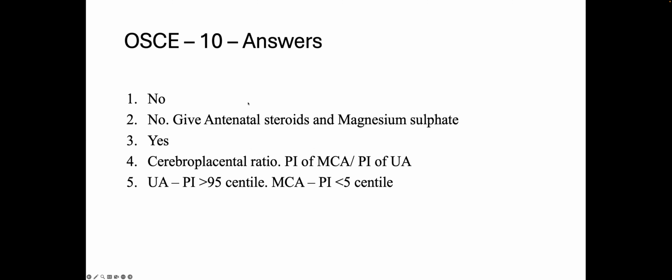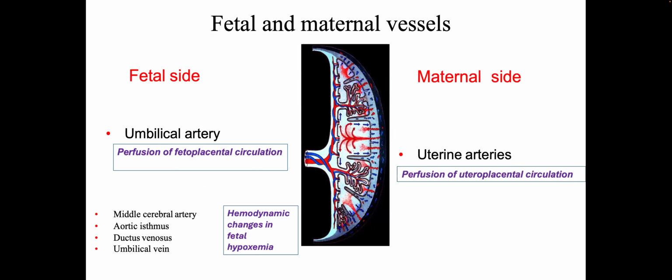So obviously you don't do a CS just because of that, but you will have to give antenatal corticosteroids and magnesium sulfate. AEDF is never an indication for CS, but it's an indication that you aggressively monitor the mother. But then REDF can be an indication. Cerebral placental ratio is the PI of MCA divided by the PI of UA. A UA PI of more than 95th percentile and an MCA PI of less than 5th percentile is generally bad, and an indication of some problem, fetal distress.